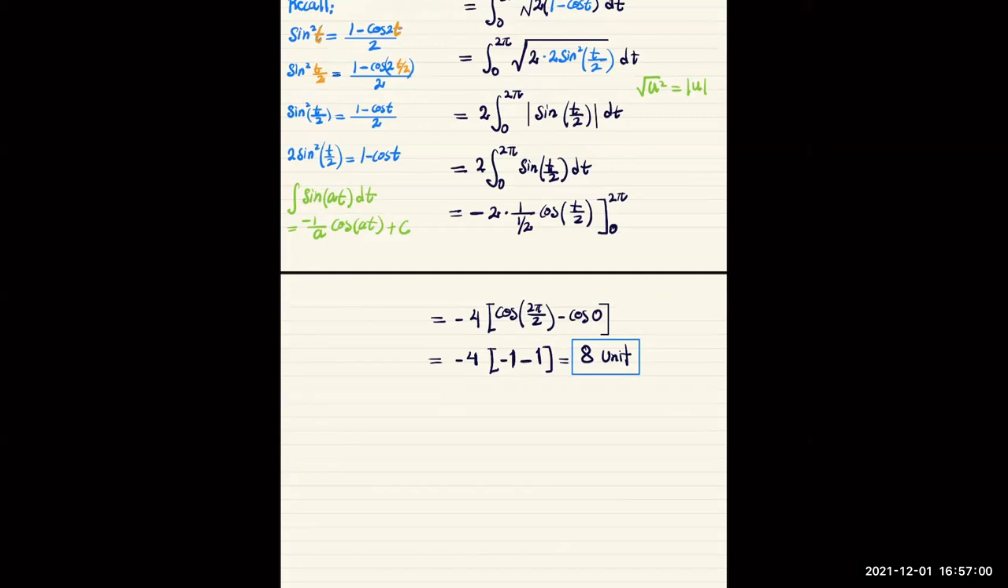Yeah, so Ahmed is asking, what if sine of t is both positive and negative? Then you have to break up your integral. Ahmed, we have to break it up into 2 integrals.